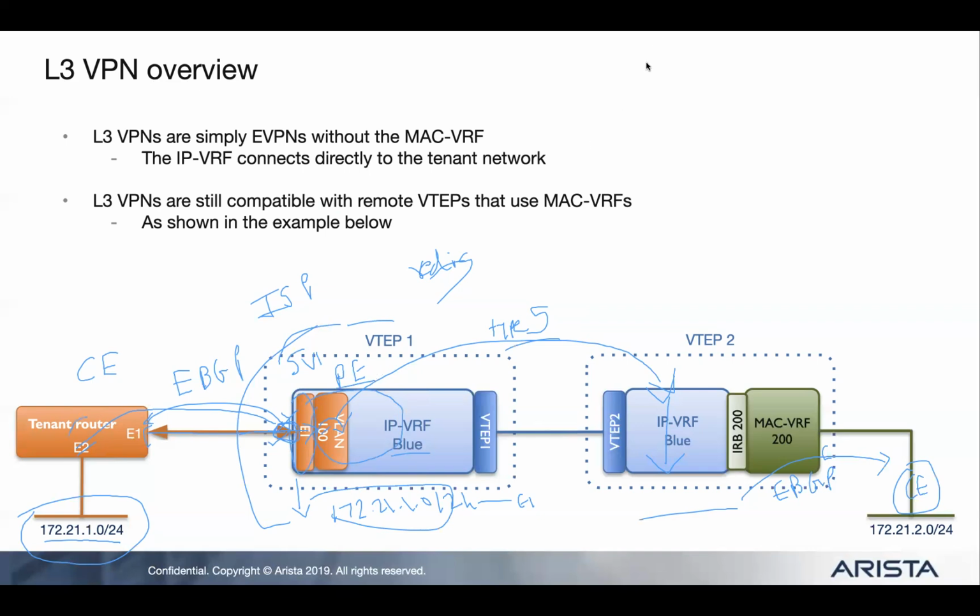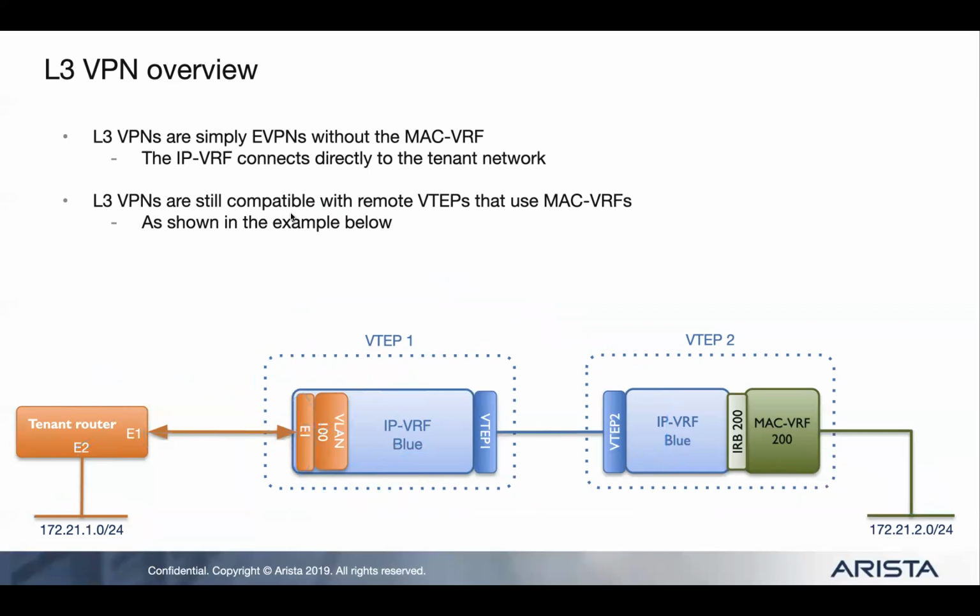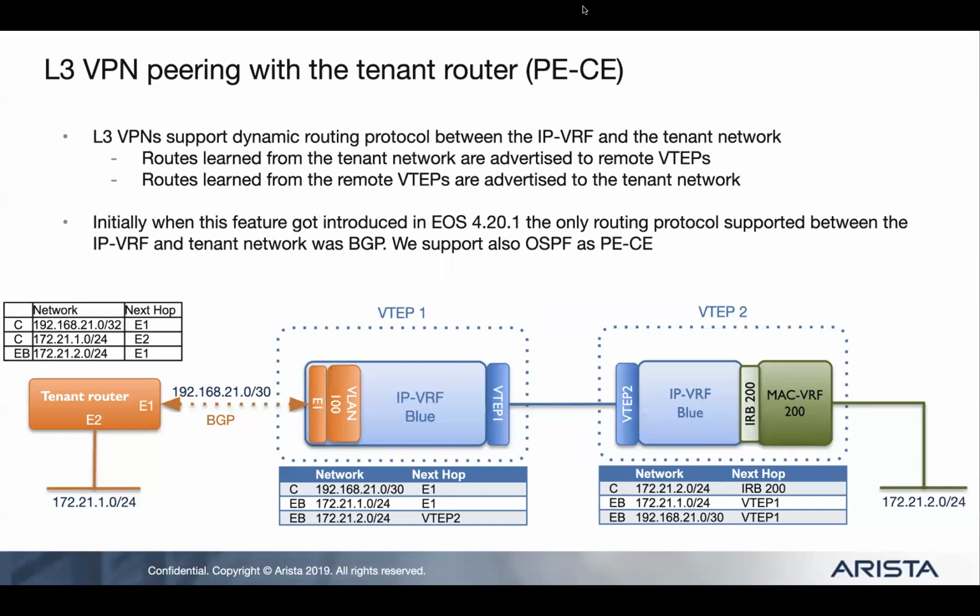Is it clear? Any question? Okay. So this is how it looks, right? So basically this 172.21.1.0 is a directly connected route here. Yes. You advertise this route through BGP to this device.